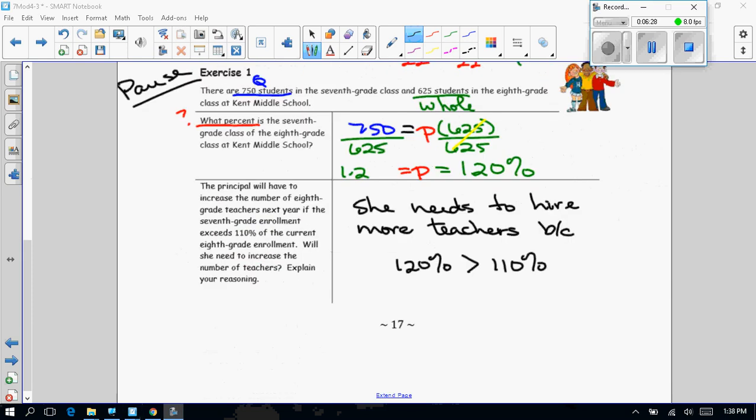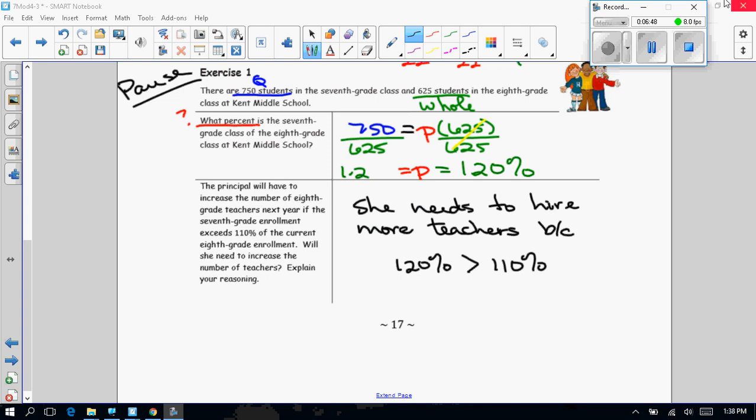All right. So here's my work. I said 750 is equal to P times 625. I divided everything by 625 and got 1.2. And then I converted that to a percent and got 120%. So the answer is yes, she needs to hire more teachers because 120% is greater than 110%.